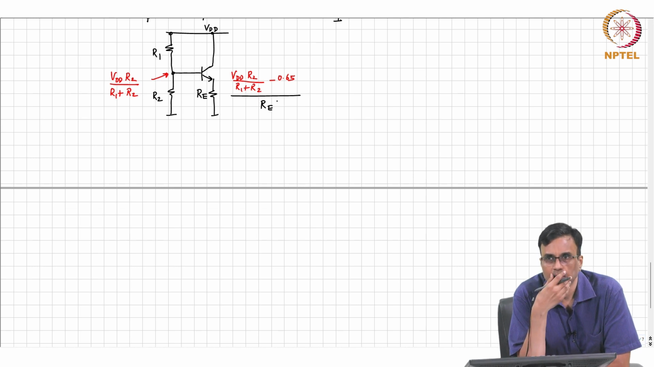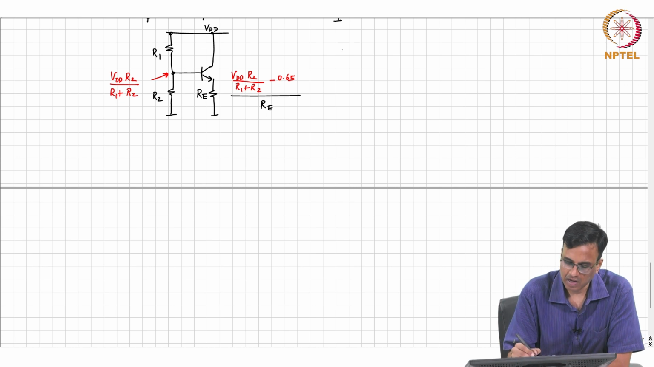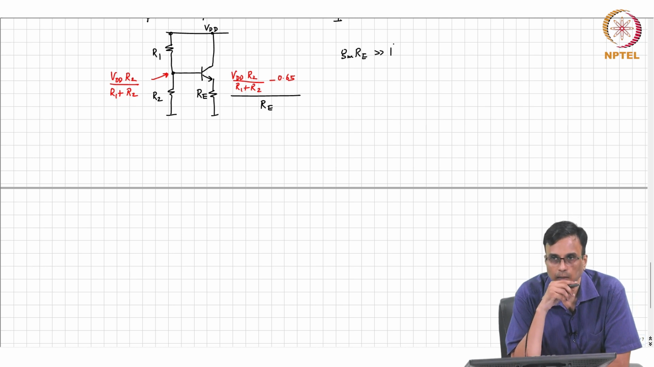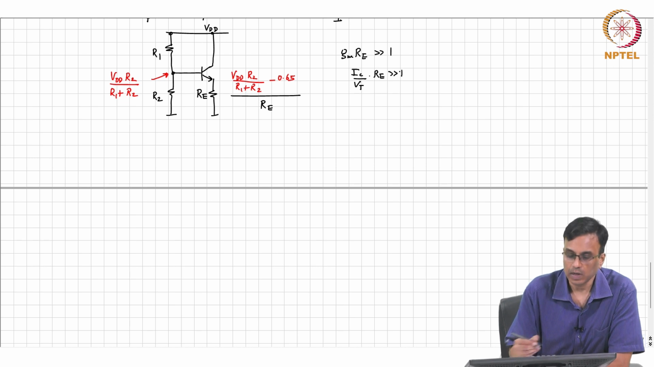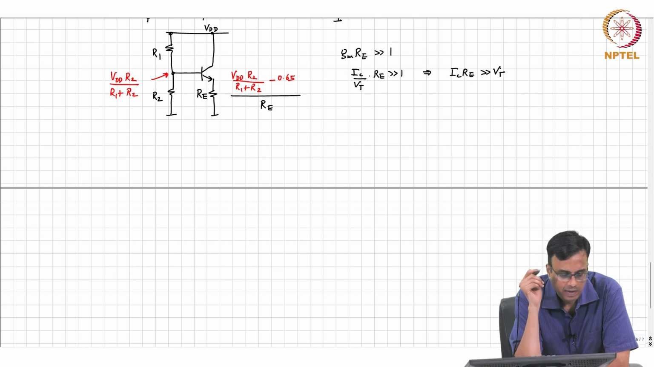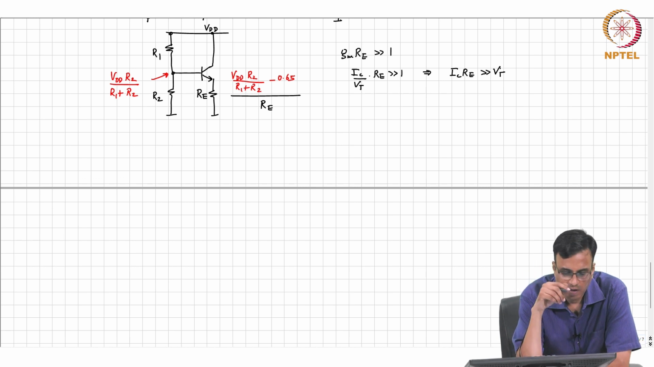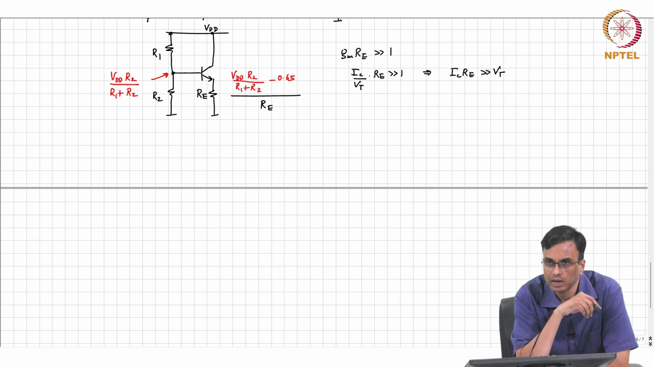What is the meaning of large? Pardon? So, the Gm RE must be much greater than 1. Okay. And what is Gm? IC over VT. So, this times RE must be much greater than 1, which basically means that IC times RE must be much larger than VT. All right. And then the other two ways of stabilizing the bias, you can figure it out yourselves. There is really nothing very much there, right.